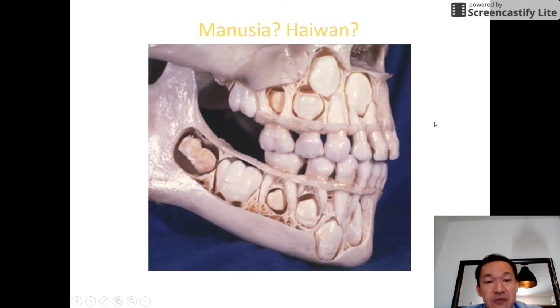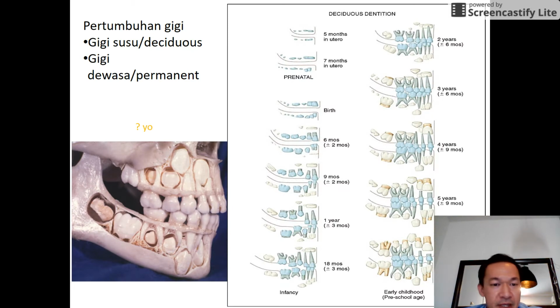So when we look at this picture, what do you think? Is it human or is it animal? You can form your own opinion after we finish. So, tooth growth: we have two sets of teeth. One is deciduous, another is permanent.